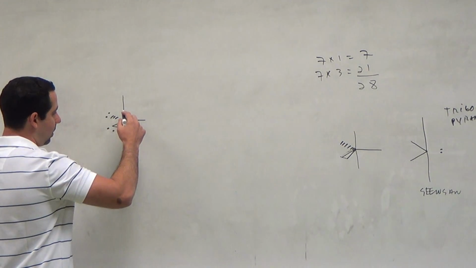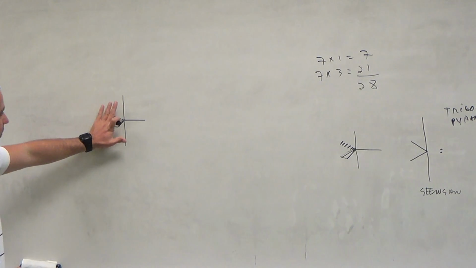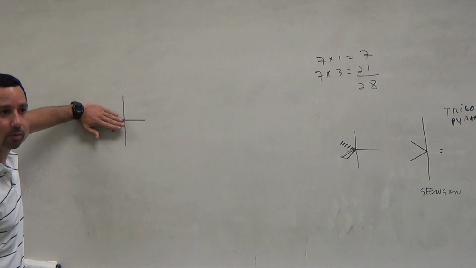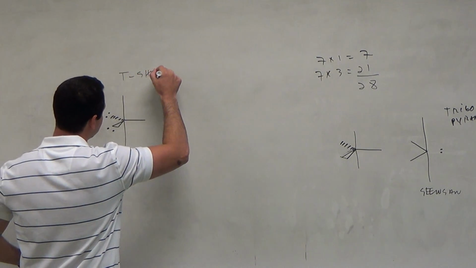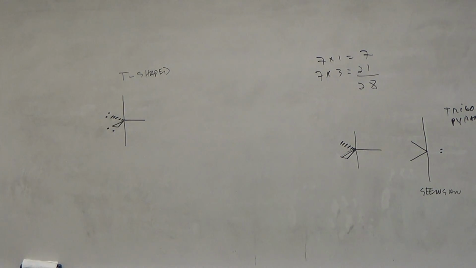So, what is that called? What does that look like? A T. So this is called T shape. T-shaped. Outstanding. Thank you. How do you like that? That's what it's called.